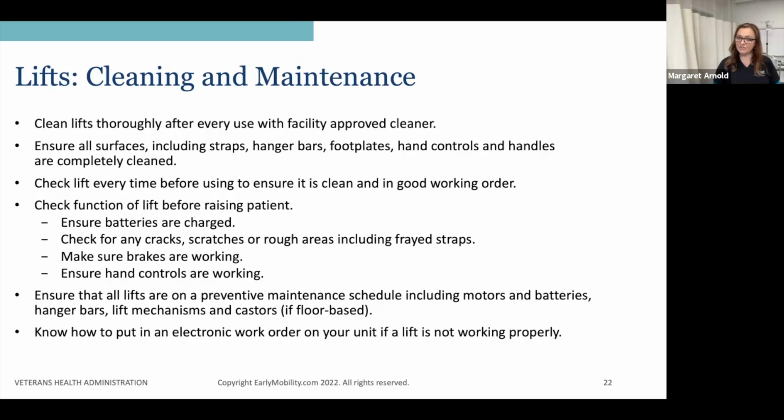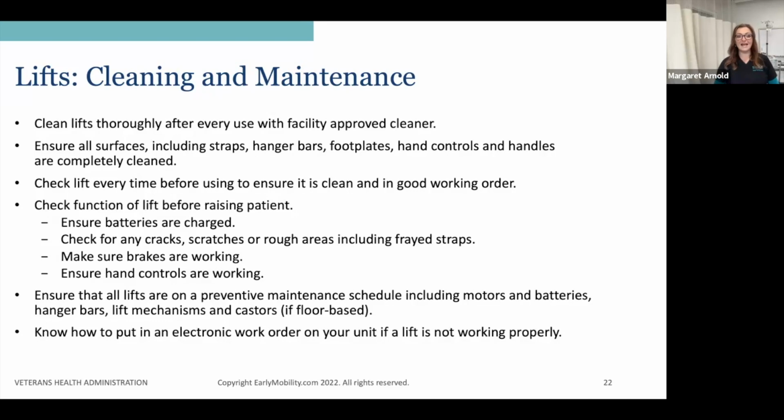Check the function of your lift before you put the patient in and raise them. Make sure your batteries are charged. Check for any cracks or scratches or rough areas, including frayed straps. Make sure the brakes are working on your lifts, and make sure your hand controls are working.